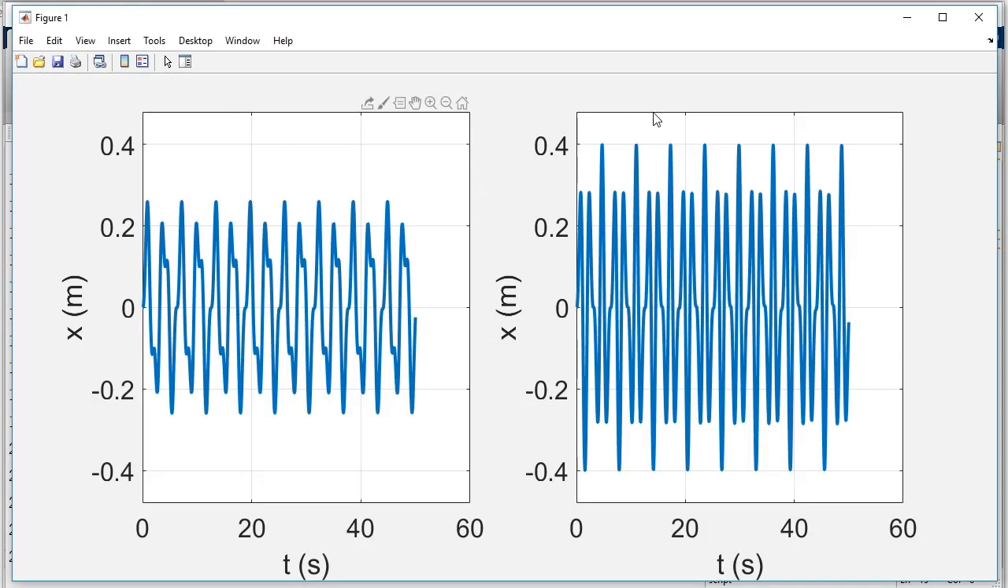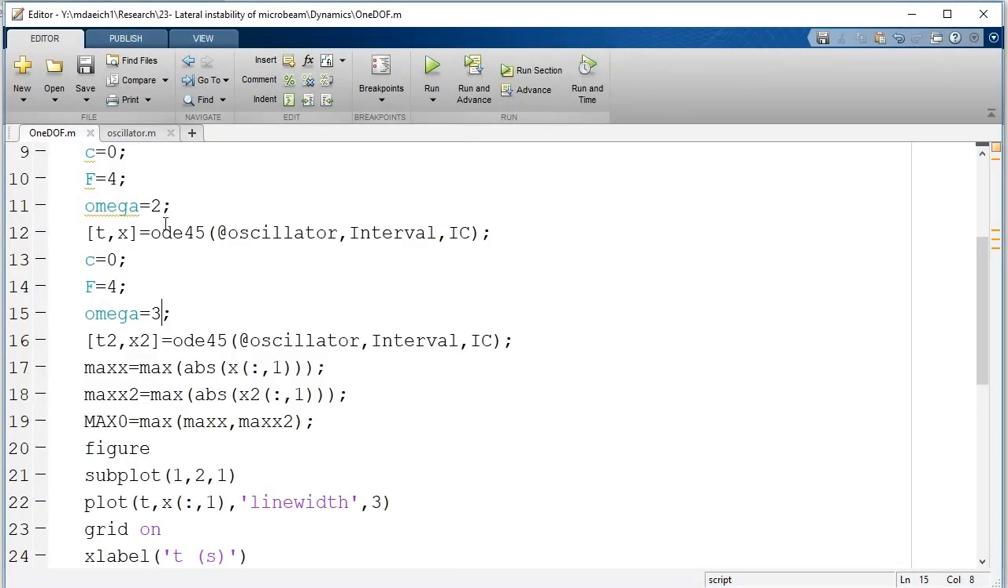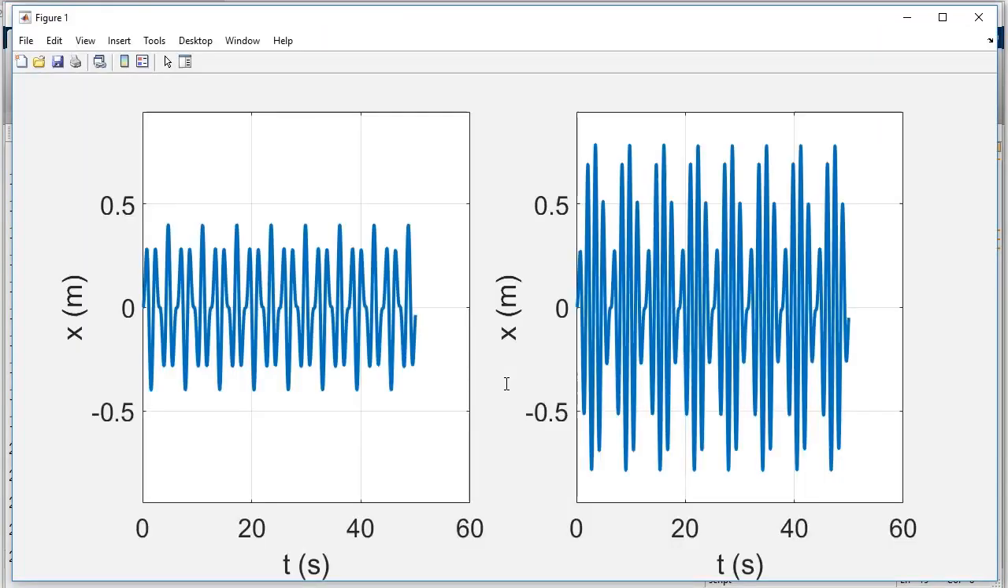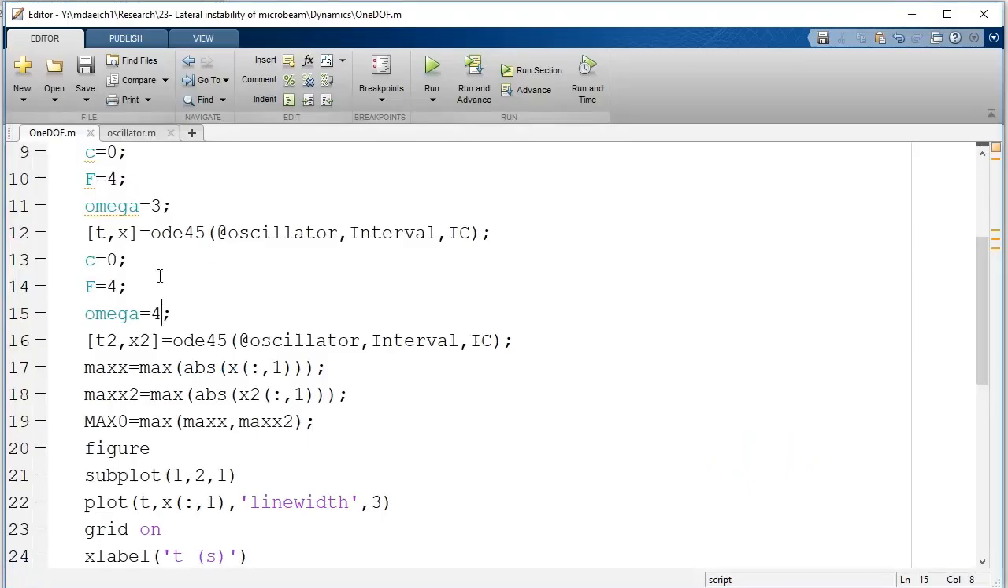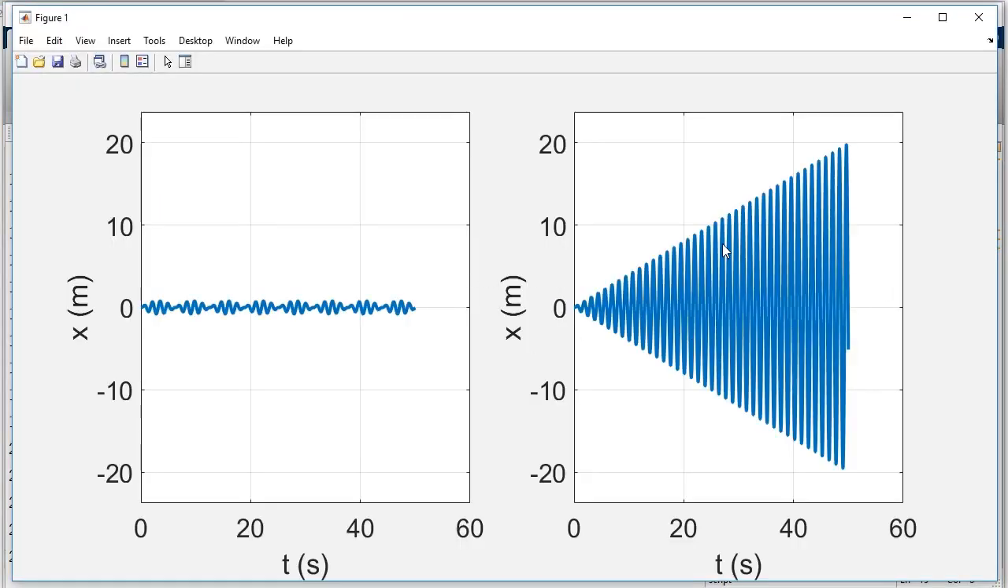Again, as we are going from omega equal to 2 to omega equal to 3, we have an increase in the amplitude. Let's go from 3 to 4. Again, we have an increase in the amplitude. So now let's go from 4 to 5. This is the interesting point that I was looking to see here. Now you can see the amplitude for 5 is much larger than for 4.